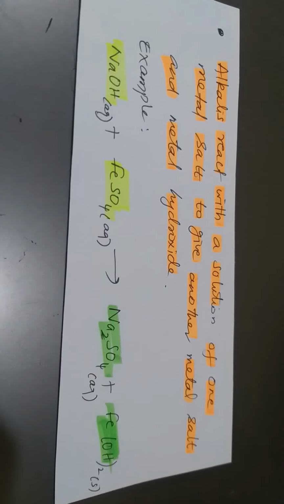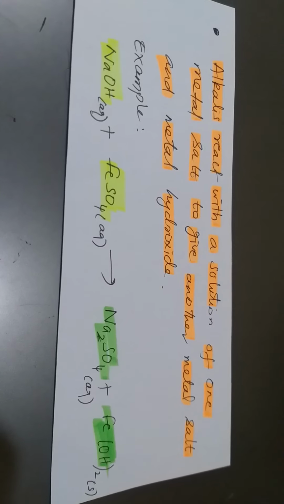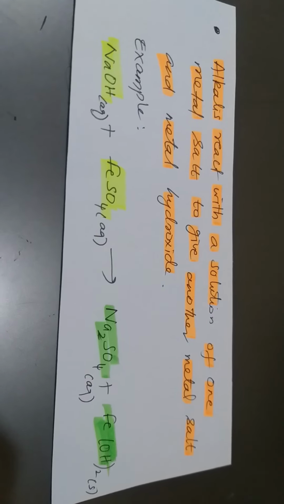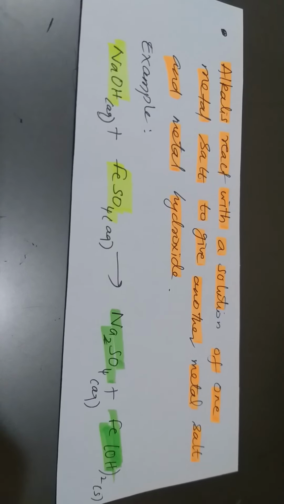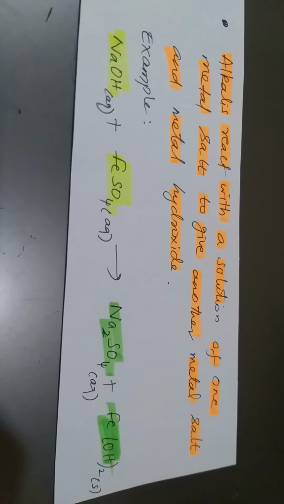Now move on to the fifth property of alkali in your syllabus. Alkalis react with a solution of one metal salt to give another metal salt and metal hydroxide. If you see the example, sodium hydroxide is an alkali. Ferrous sulfate or iron 2 sulfate, Fe is iron, is a salt solution. When we mix sodium hydroxide, that is alkali, with a salt solution, we get another salt and a metal hydroxide. What is that other salt that we get? Sodium sulfate. And what else do we get?